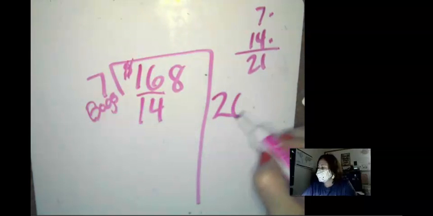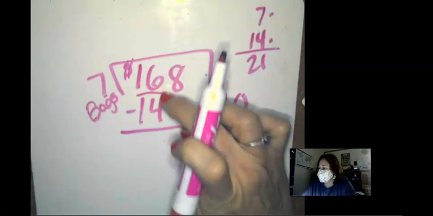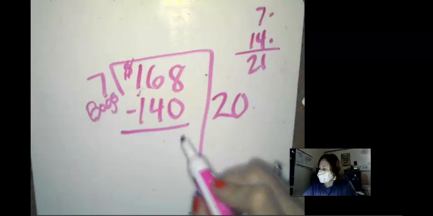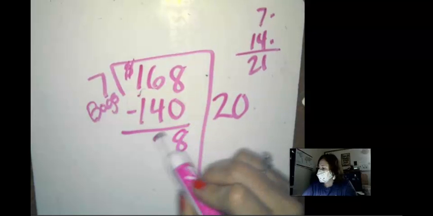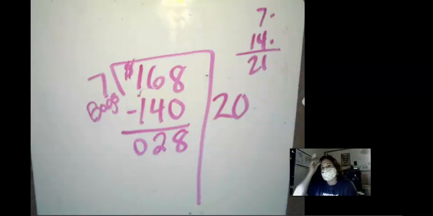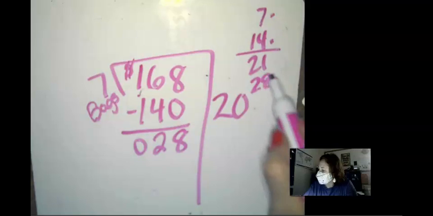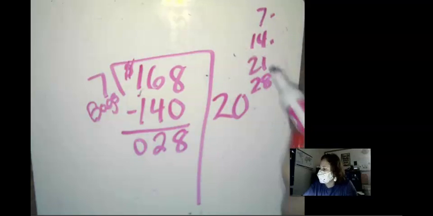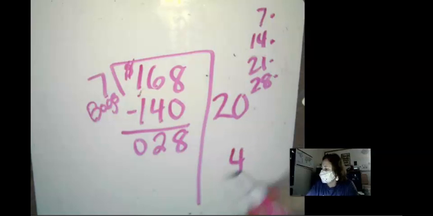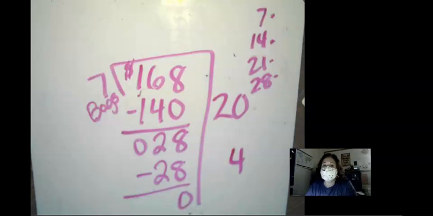Or 7 times 20 is 140. Now we're going to subtract. Okay, now how many times does 7 go into 28? Four times. 1, 2, 3, 4 times. 4 times 7 is 28. We're going to subtract. We've gotten to 0. Guess what? We are finished with that part.